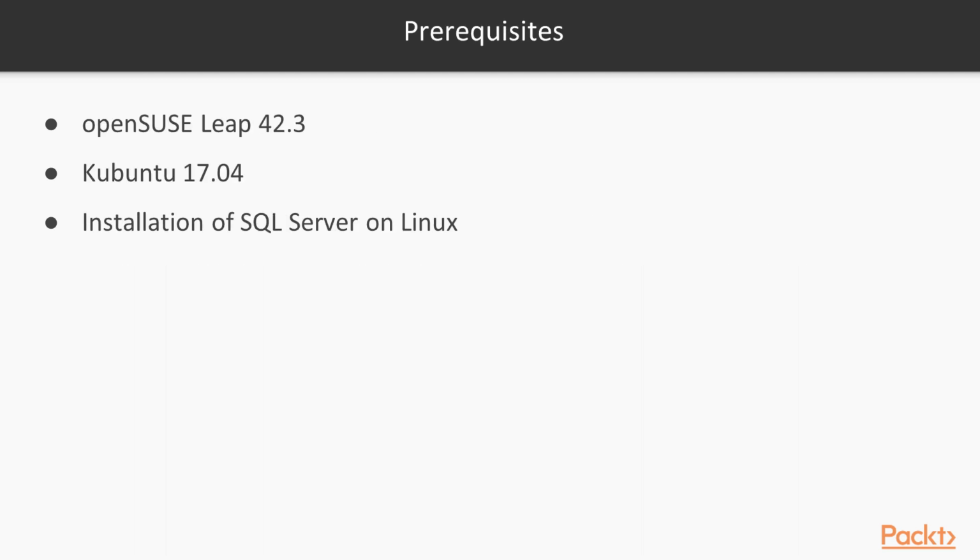This course is a highly practical guide for SQL Server on Linux. We focus on how to get things up and running, whether or not you have any prior SQL or Linux experience. To achieve the full potential and get the maximum benefits from this course, you'll need OpenSUSE Leap 42.3 and Kubuntu 17.04. Last but not least, you'll need to install SQL Server on Linux. So let's begin this journey together, and I hope to see you there.